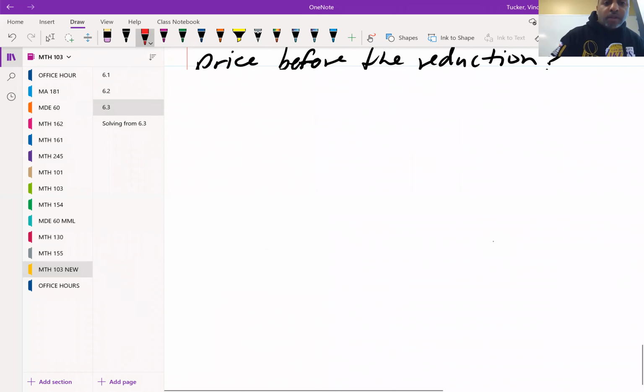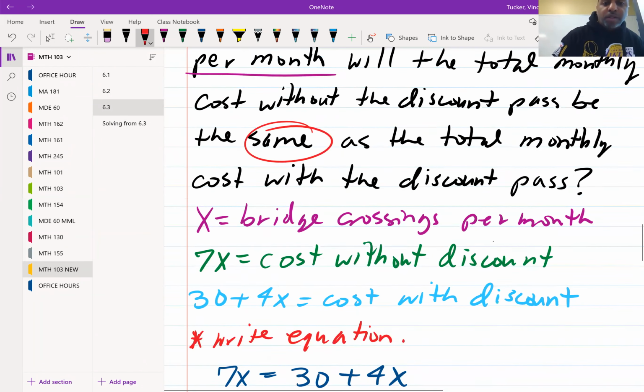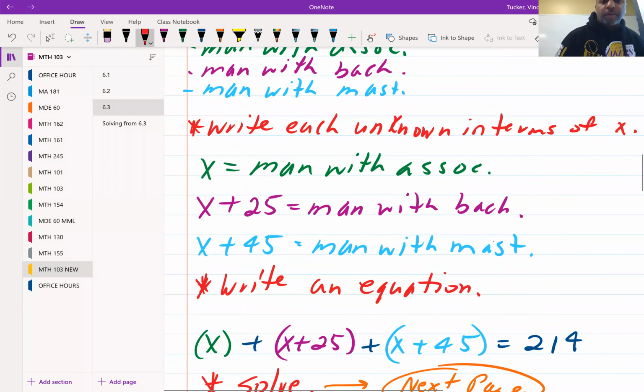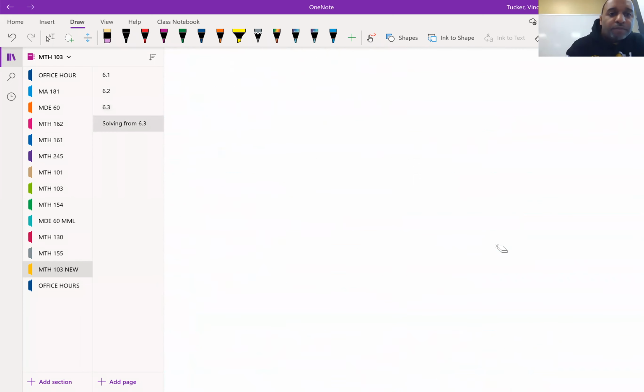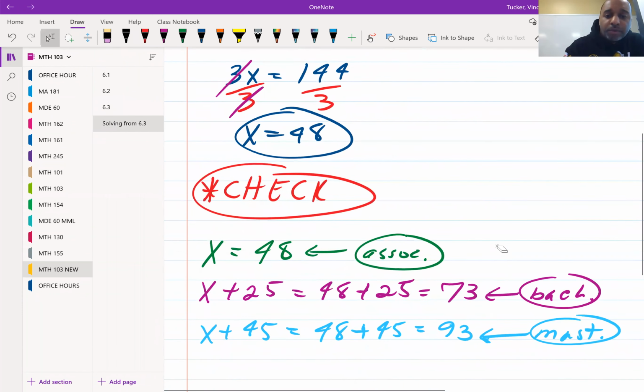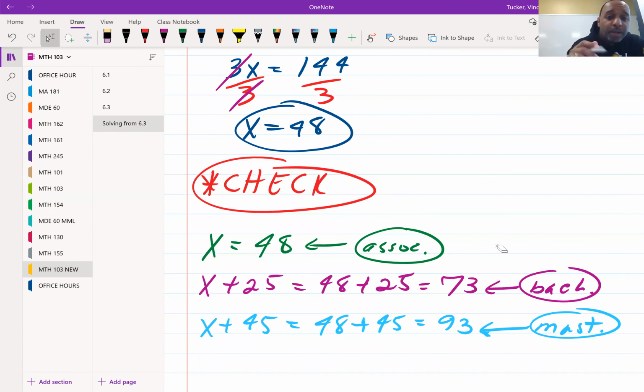So, let me do this right here. Let me drop down. And so if I know what X is, then I can figure out what the other two are. So here's my definition for each one of my unknowns. Associate's is X, bachelor's is X plus 25, master's is X plus 45. So that's what we did right here. Took 48, plug in for X to give you all three pieces. And so all three pieces also need to add up to give you 214 as well.